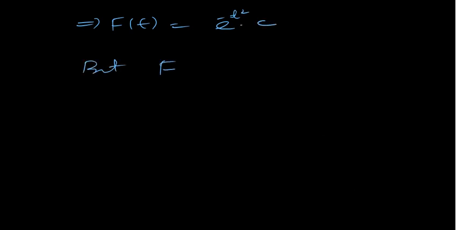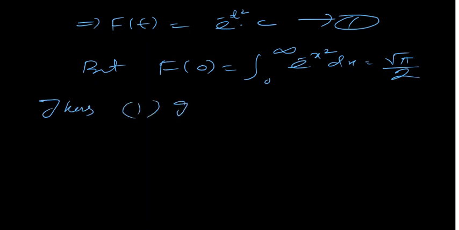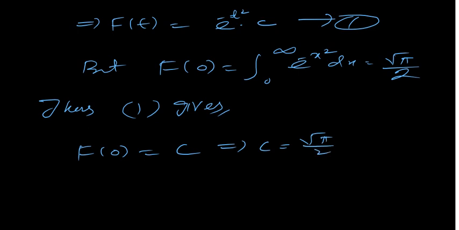But what's f of 0? It's equal to the integral 0 to infinity e power minus x square dx, which is equal to root pi divided by 2. Okay, so f of 0 is this, so by putting t equal to 0, f of 0 is equal to c, which implies c is equal to root pi by 2. So therefore f of t is equal to e power minus t square into c, where c is root pi by 2.